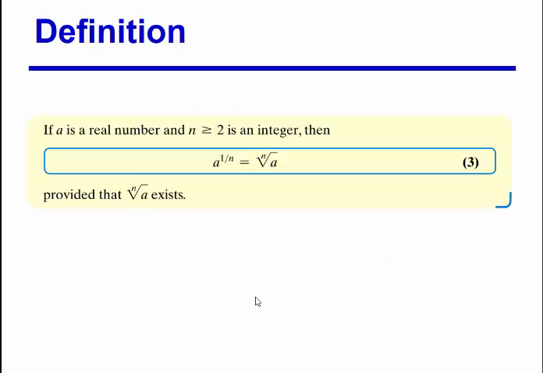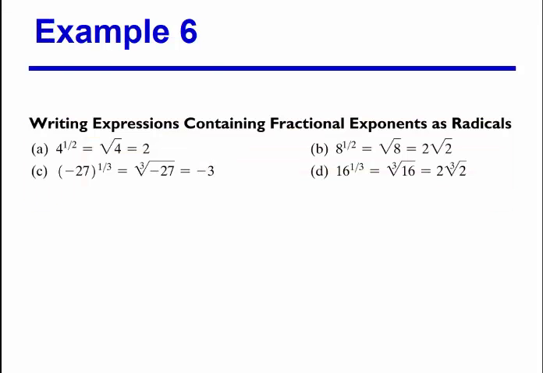So if a is a real number and n is an integer greater than or equal to 2, then a raised to the 1 over n is the nth root of a, provided that the nth root of a exists. So 4 raised to the 1/2 is equal to the square root of 4. 8 raised to the 1/2 is equal to the square root of 8. Negative 27 raised to the 1/3 is the cube root of negative 27. And of course, 16 raised to the 1/3 is equal to the cube root of 16.